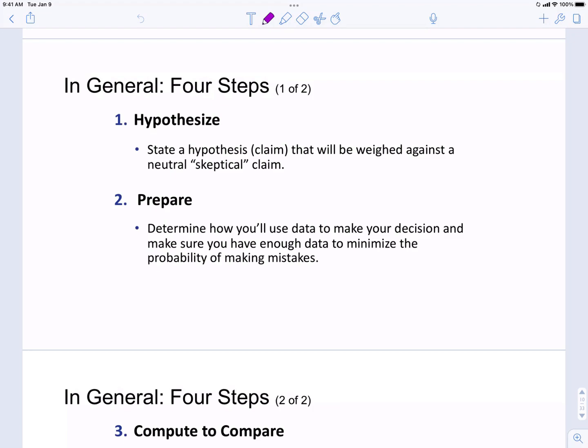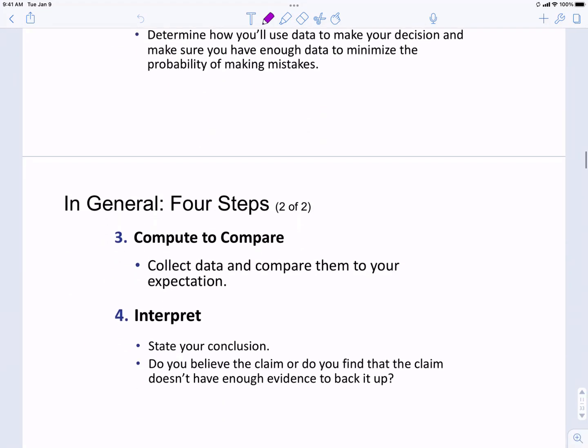So in general, there are 4 steps to hypothesis testing. The first step is to hypothesize. We state some kind of claim that we're interested in investigating. We prepare, meaning that we're going to make sure that we have all of our assumptions for whatever test we decide we're going to use satisfied. We compute some kind of test statistic and a p-value that goes along with it, and we'll talk about what these are in a moment. And then we interpret what we just did. So this step here is always done using technology.